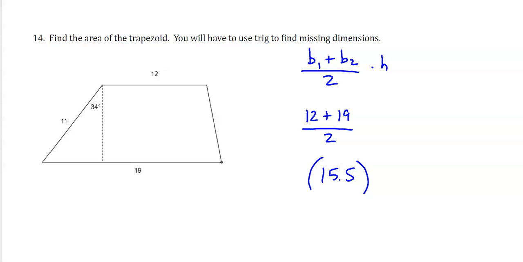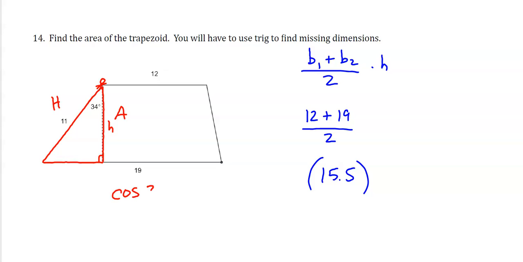Now the height is what's tough. So let's do some trig to get the height. This is my height right here. And I have the 34-degree angle. Some people like the law of sines. I'm just going to use SOHCAHTOA. So if I put my guy right here, and this is what we're focusing on, it looks like I have adjacent and hypotenuse. So this looks like a job for cosine.